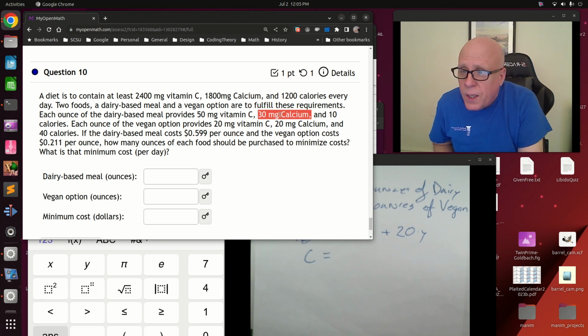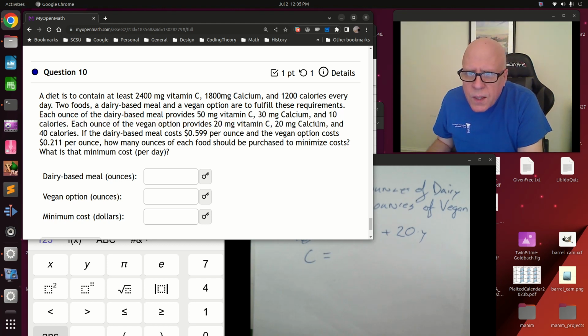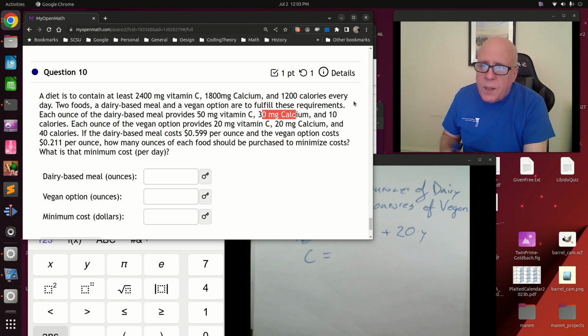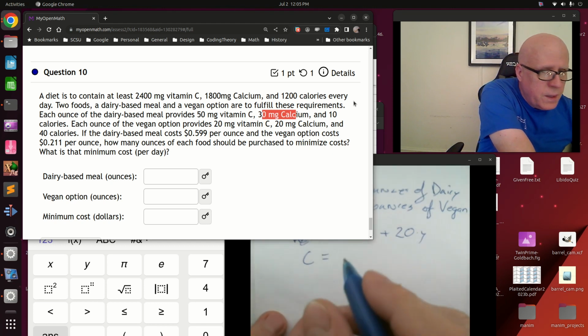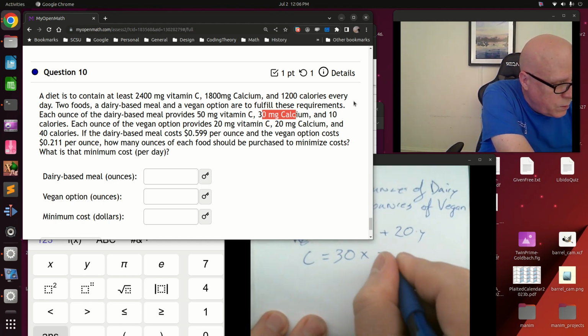Hey, while we're here, how much calcium does the vegan thing give us? Nope. I was thinking I could highlight them separately. No, I can't. Anyways, 30 and 20. So C is 30x plus 20y.